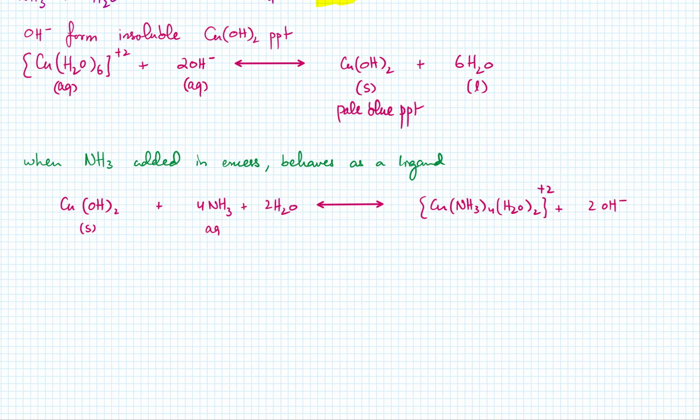Okay, so this is aqueous ammonia, liquid water that's getting added. So you're getting an aqueous complex of copper with ammonia and OH- ions that's also aqueous. Remember, you can go with any number of NH3s. You can have all six of them to be NH3s as well. Now this is your deep blue solution.